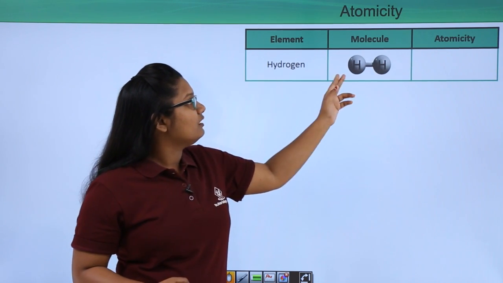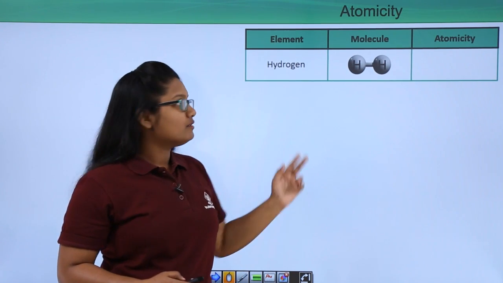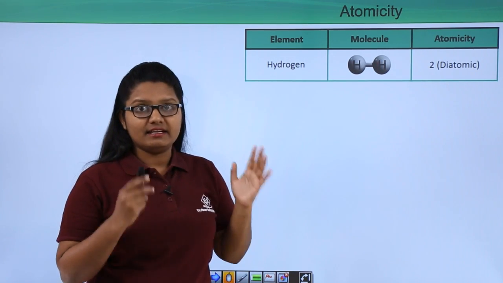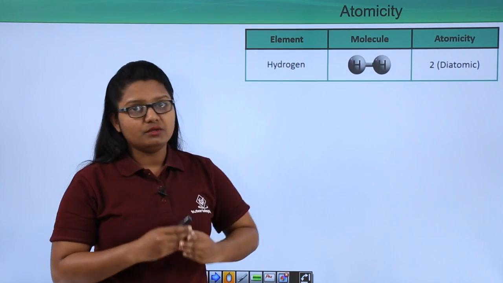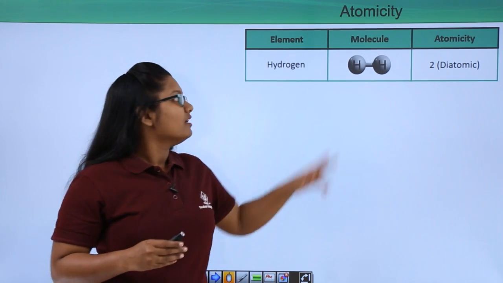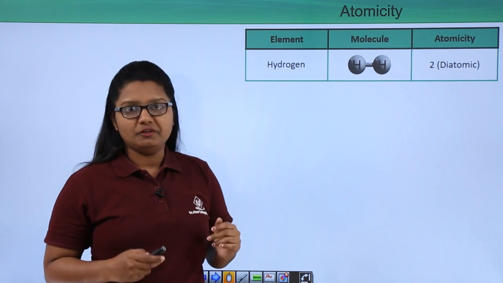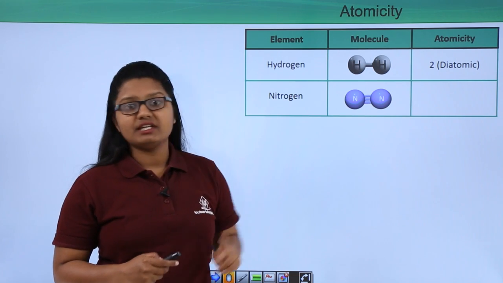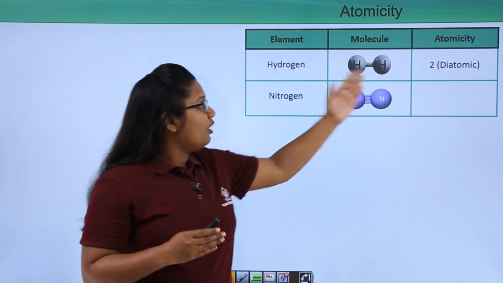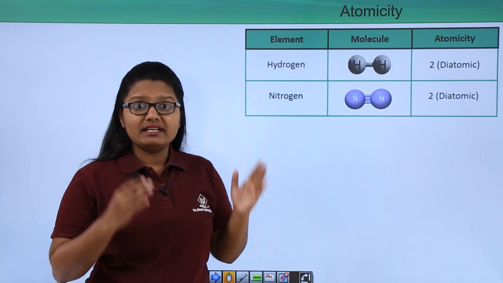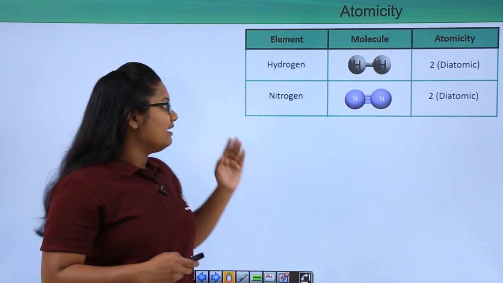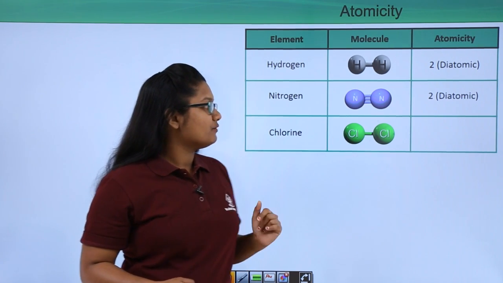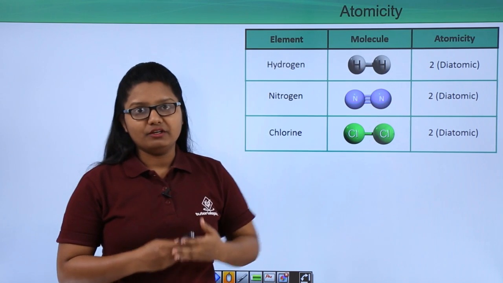Now a hydrogen molecule has 2 atoms of hydrogen, so its atomicity is 2. And whichever molecule has an atomicity of 2, we call that molecule a diatomic molecule. So a hydrogen molecule is a diatomic molecule. Similarly, a molecule of nitrogen has 2 nitrogen atoms in it, and thus its atomicity becomes 2, and it is also said to be a diatomic molecule. Another diatomic molecule is a molecule of chlorine, which has 2 atoms of chlorine.